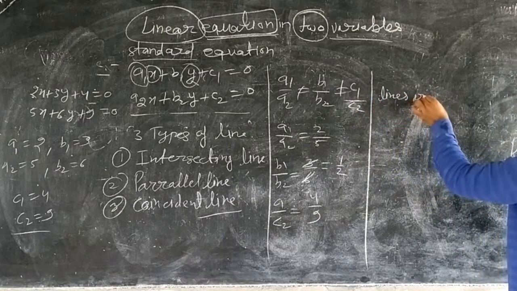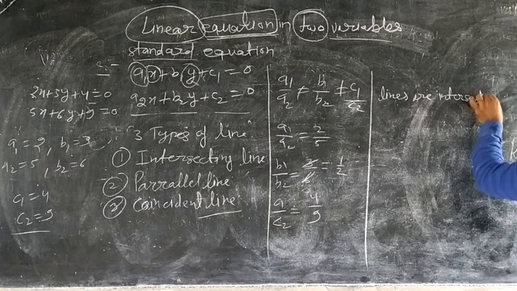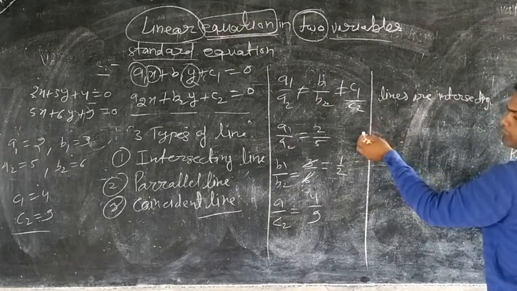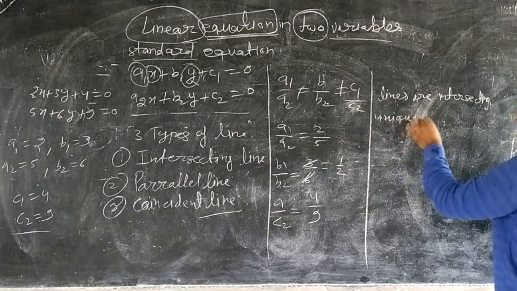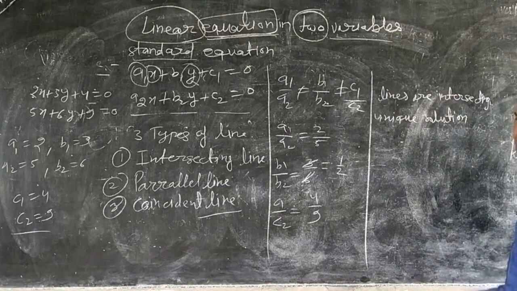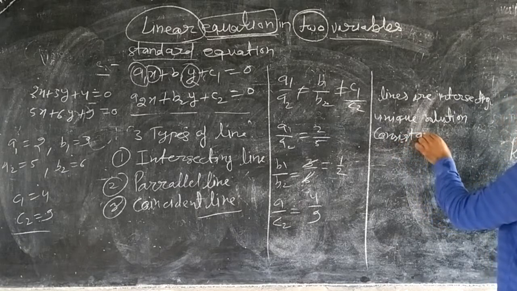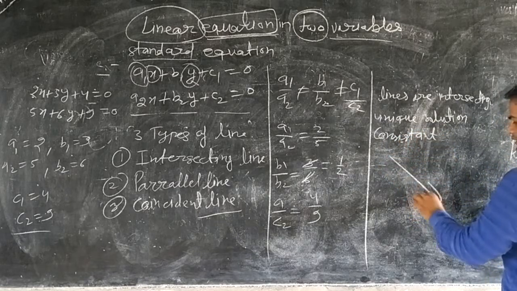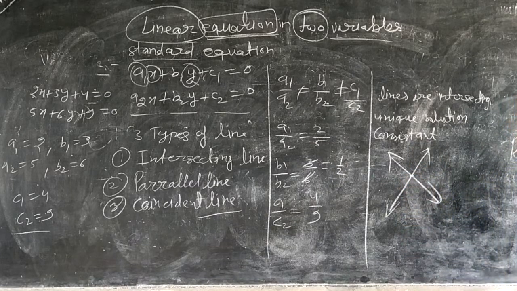Lines are intersecting. Type of solution: unique solution. And the system is consistent. The type of diagram is shown here.